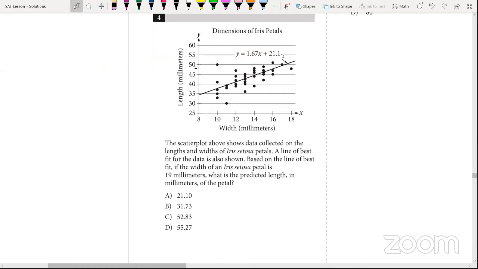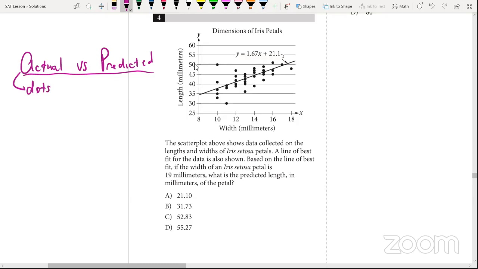So number 4 is a nice common question type we're going to see a lot of on the SAT. We're talking about actual values versus predicted values. Actual versus predicted. Actual will be the dots. The prediction will be the line of best fit, usually.